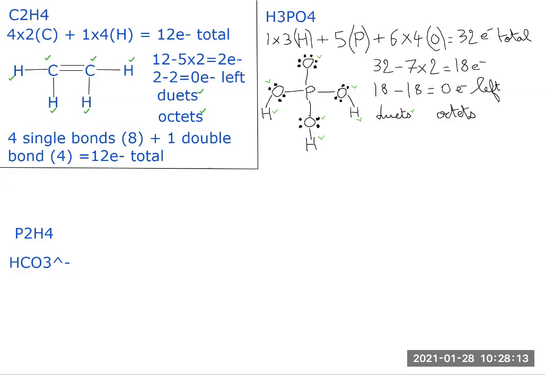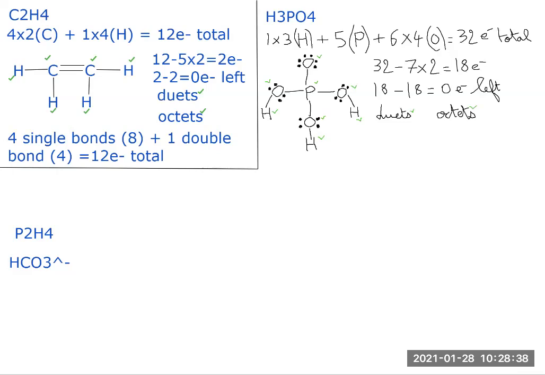Now P in the center here has 4 single bonds, and that's 4 times 2, 8 electrons around it. So it does have an octet as well. So we can say all atoms have their octet. So that's good. We have distributed all electrons. Let's verify now that we do have the correct number of electrons in that structure.